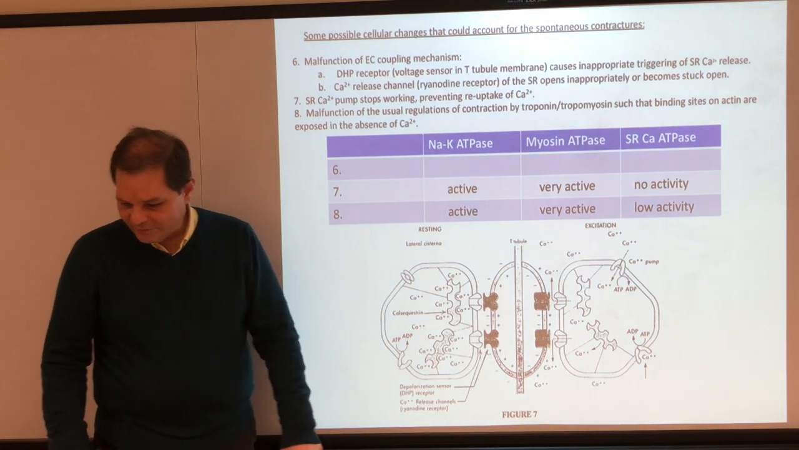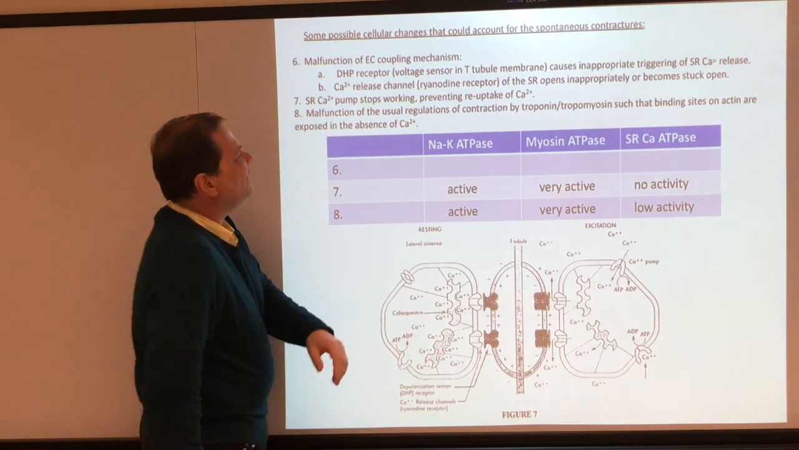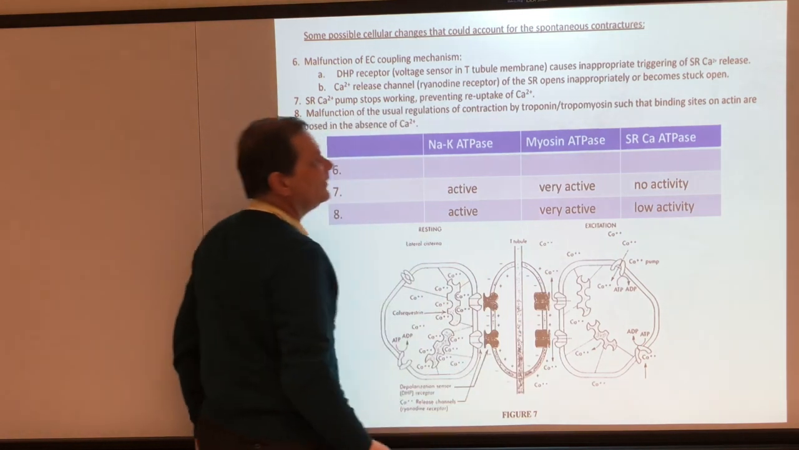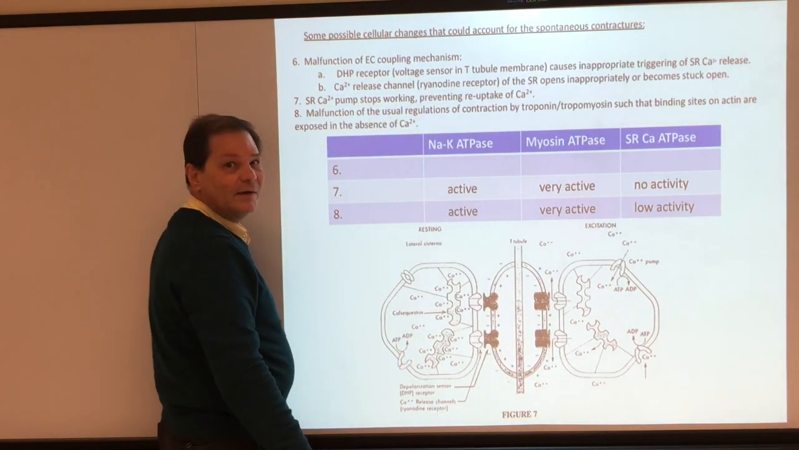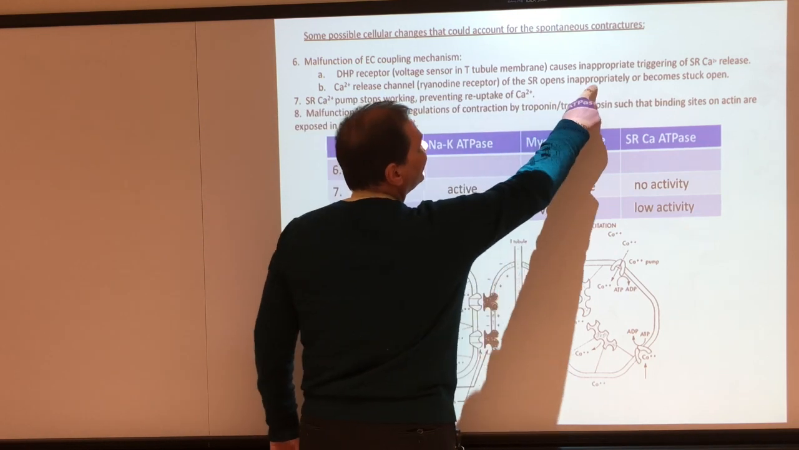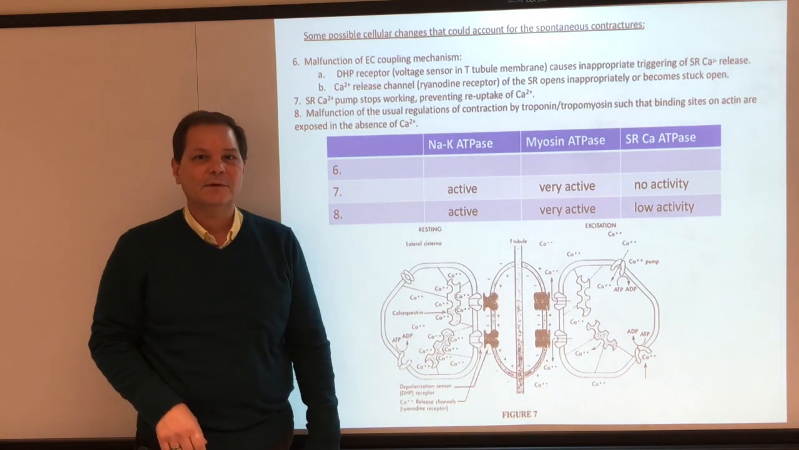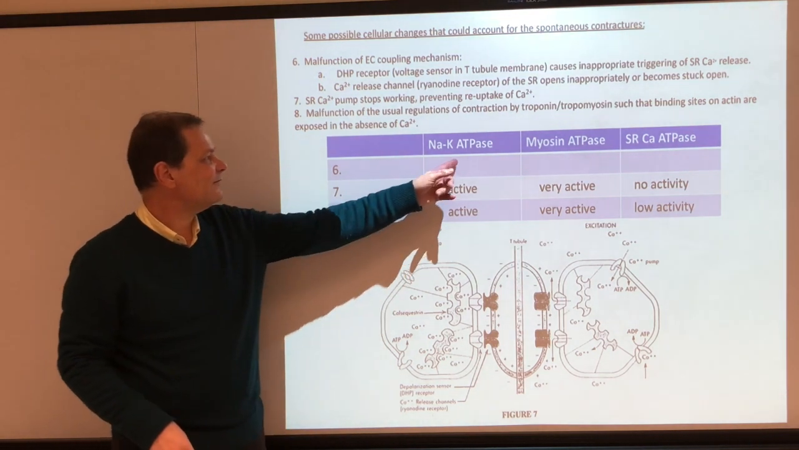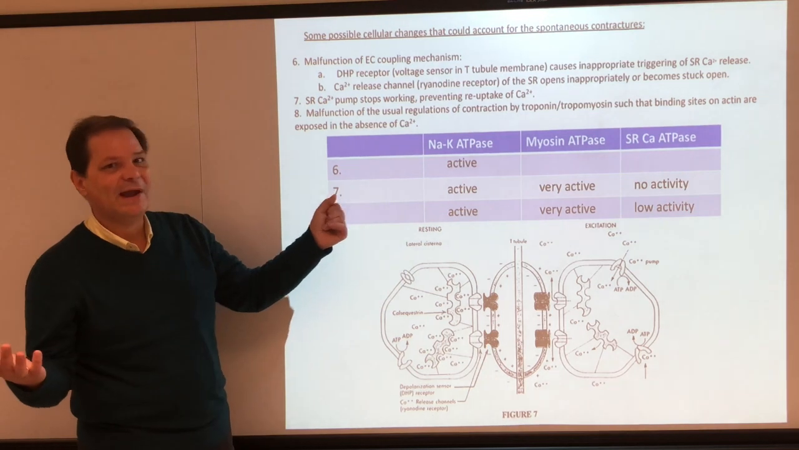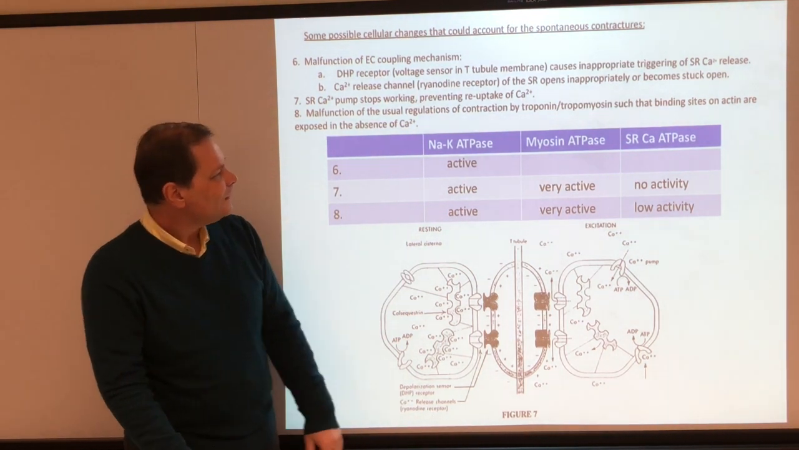So let's take a look at what's happening with a malfunction in EC coupling. So this would be a malfunction such that we're getting a bunch of inappropriate SR calcium release, or even worse, the ryanodine receptor is propped open and stuck open, so you're constantly releasing calcium. So let's ask ourselves, does that affect the sodium potassium ATPase? Probably not. It should still be active. It's in the sarcolemma and won't be affected by this.